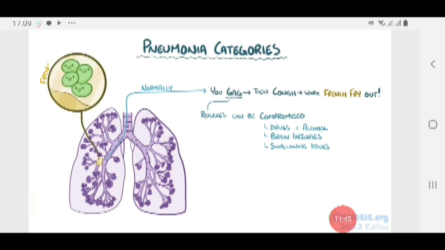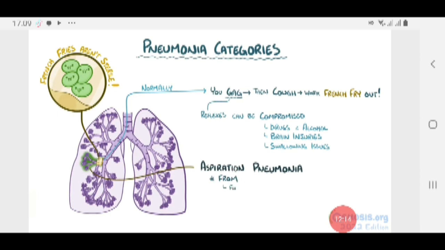Now, of course, that French fry isn't sterile, and there might be some microbes stuck to it. If those microbes infect the lungs and you get pneumonia, we will call that French fry pneumonia. Nope, just kidding. It's called aspiration pneumonia.